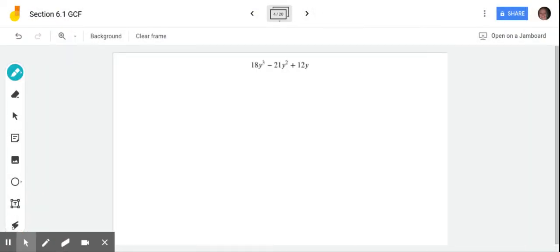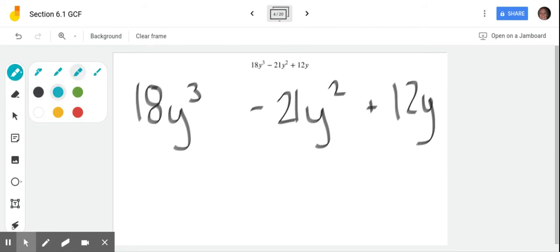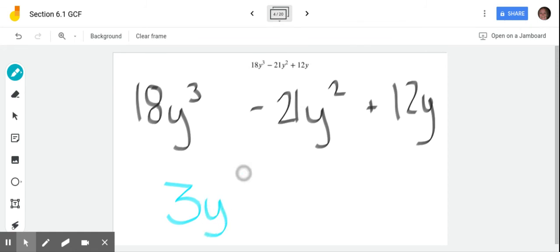Okay, last one we're going to try today. We have 18y to the third minus 21y squared plus 12y. So we have to look at 18, 21, and 12 and find the biggest number that can divide into all three of those. The biggest number that can divide into 18, 21, and 12 is 3. And then we have to decide what's the biggest amount of the variable that each can give. It's 1y. So 3y is our GCF.